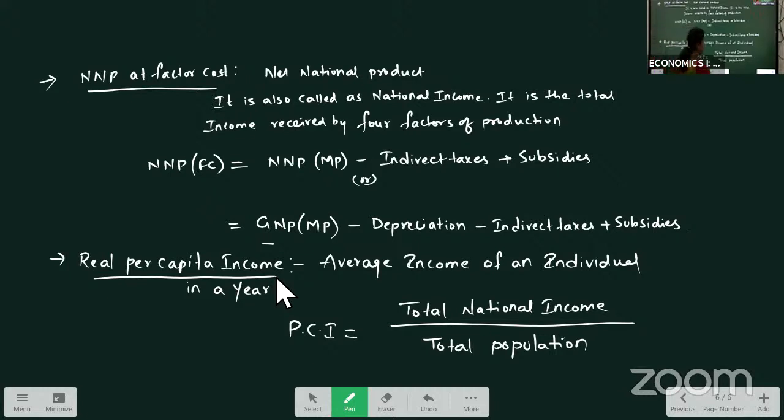Okay. Next question. What are transfer payments?